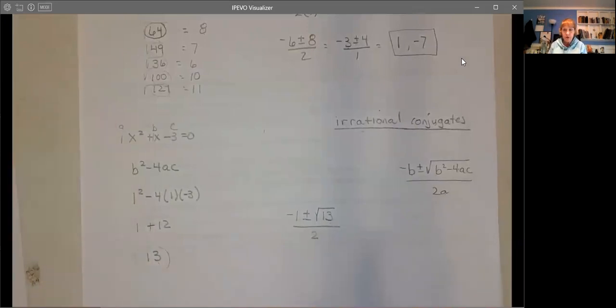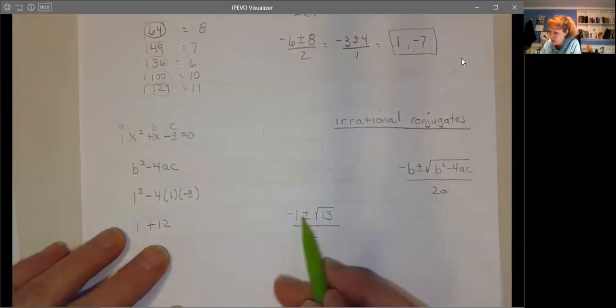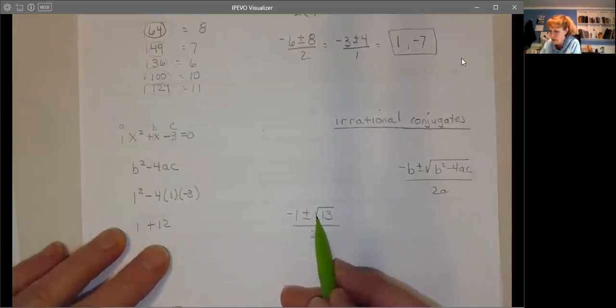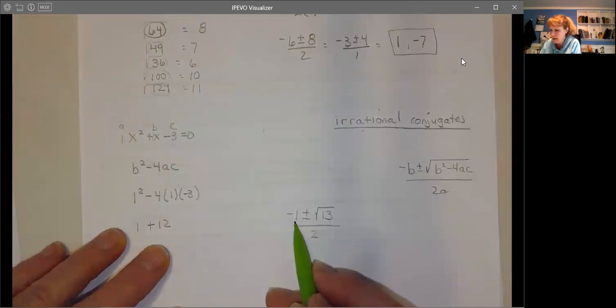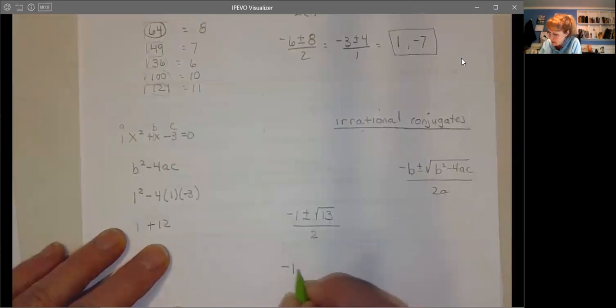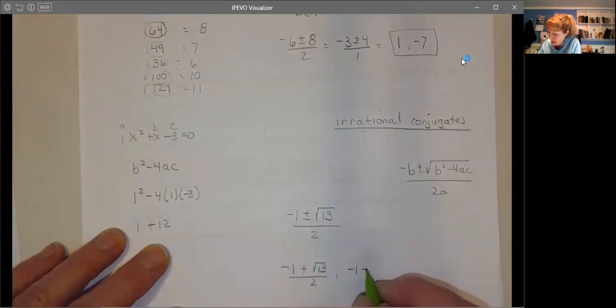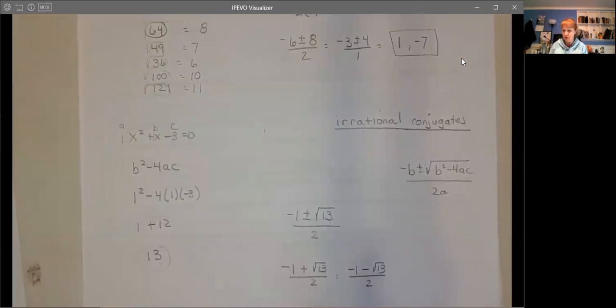So there's your solution. And I've got conjugates here. I've got a -1 plus the square root of 13 over 2, and a -1 minus the square root of 13 over 2. Again, conjugates mean that you just change the sign. And we have a -1 minus. Okay, you just change the sign there, which makes them conjugates.